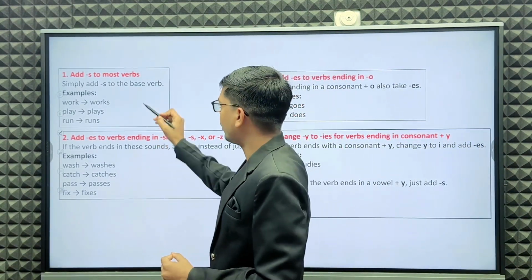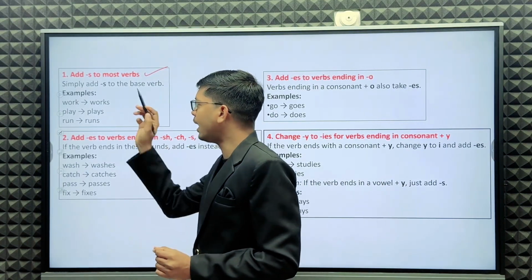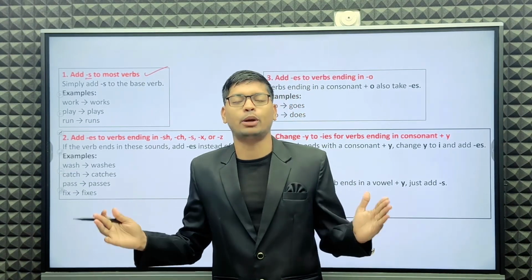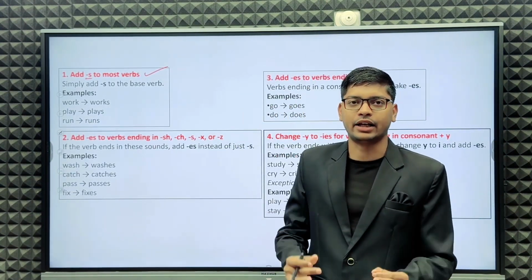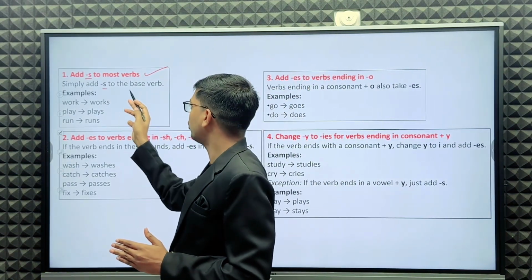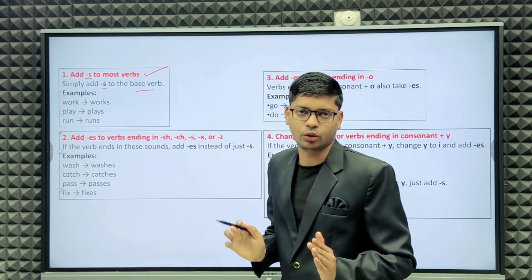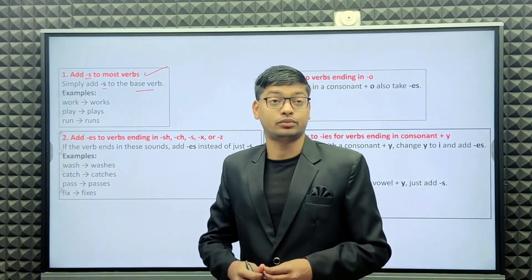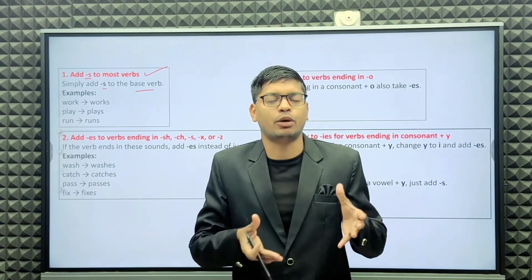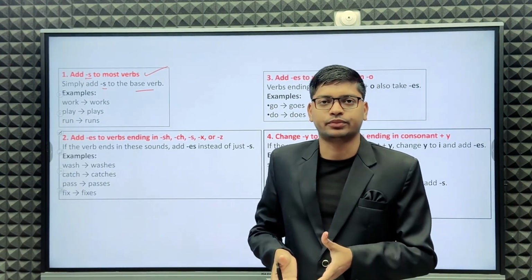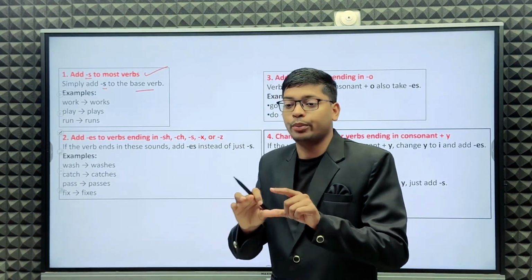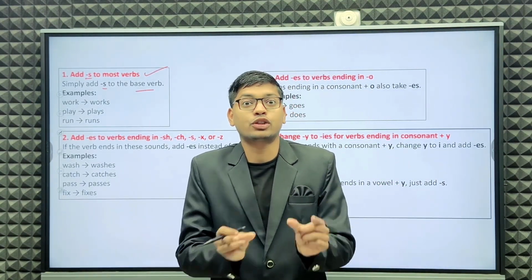Our first rule: add s to most verbs. This is a very common rule. Simply add s to the base verb. Base verb, you know, means the first form of the verb, which is always in its base form.